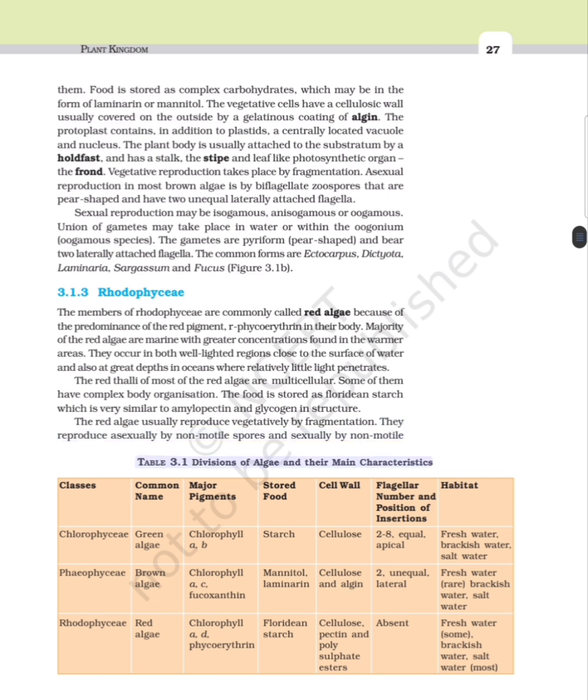Table 3.1 Divisions of algae and their main characteristics. Classes: Chlorophyceae green algae, Phaeophyceae brown algae, Rhodophyceae red algae. Major pigments: chlorophyll a, b; chlorophyll a, c, fucoxanthin; chlorophyll a, d, phycoerythrin. Stored food: starch; mannitol, laminarin; floridean starch. Cell wall: cellulose; cellulose and algin; cellulose absent, pectin and polysulfate esters. Flagellar number and position of insertions: 2 to 8, equal, apical; 2, unequal, lateral; absent. Habitat: fresh water, brackish water, salt water; fresh water, brackish water, salt water (most).